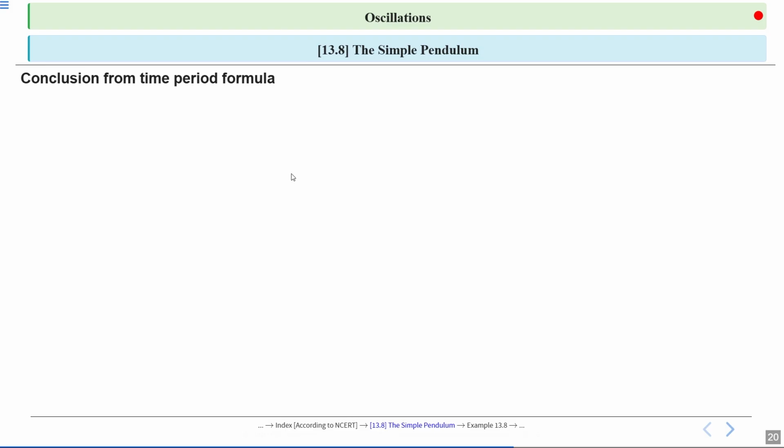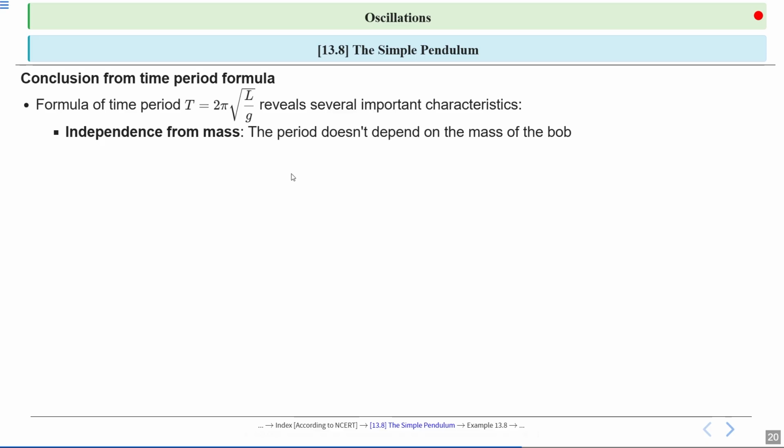Conclusion from the time period formula. Here is the formula for the time period: T equal to 2 pi under root L by g. First, independence from mass. This means the time period is completely independent of mass, whether you use a heavy metal ball or a light wooden one. The time for each swing stays the same.